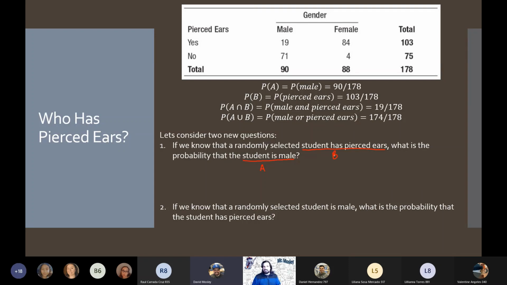To properly move forward in this example, we need to know which statement is conditional. Which one is the given information that we know has already occurred? Event A or event B? And that way we can correctly identify the conditional set of data we're going to use. If we don't do that first, we're going to have a hard time. So, what do you guys think? Which statement, A or B, is the given information or the conditional event?